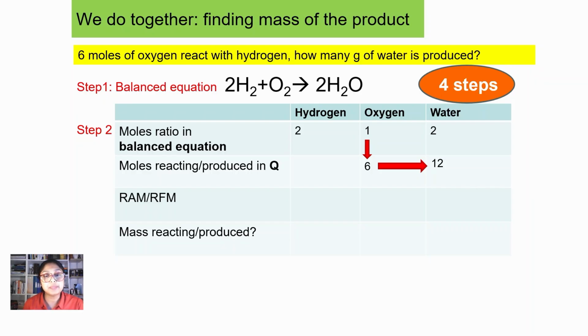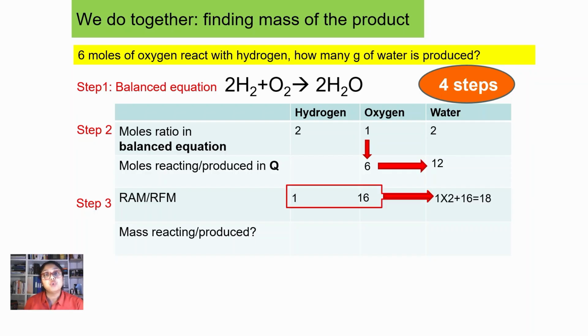Next, in step 3, we are finding out the RAM from the periodic table. So for hydrogen it is 1, for oxygen it is 16. From there we can find out the RFM. So H2O has got 2 hydrogen, so 1 times 2 plus 16 equals 18 is the RFM, relative formula mass of water.